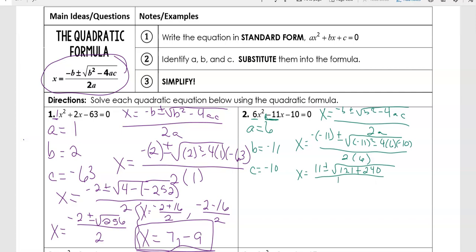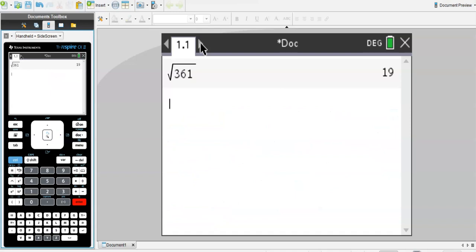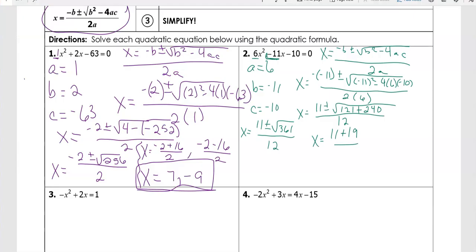All of that over 2 times 6, which is 12. All right, so we're going to continue simplifying. So we have 11 plus or minus the square root of 361, all divided by 12. All right, and so then we have x is equal to 11 plus, it looks like the square root of 361 is 19. Okay, so we want 11 plus 19 over 2 and 11 minus 19 over 2.